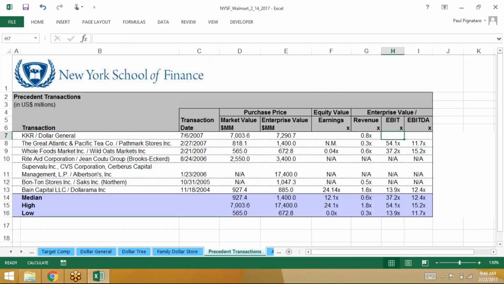So I'm going to create my EBIT multiple by taking enterprise value divided by 248,276, adjusting for the units. And there's my EBIT multiple, 29.4.